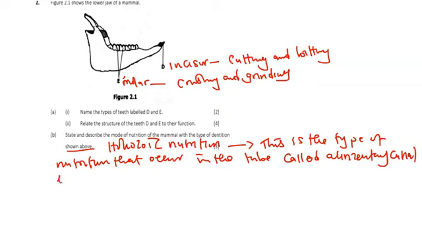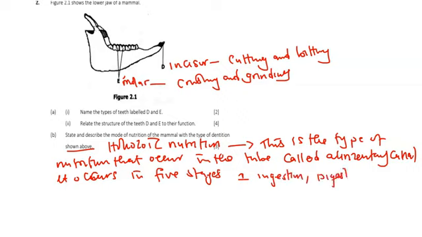And of course we can add that it occurs in 5 stages. Okay? What are the stages? 1, ingestion. Then digestion. Then absorption. Then assimilation, and of course egestion.